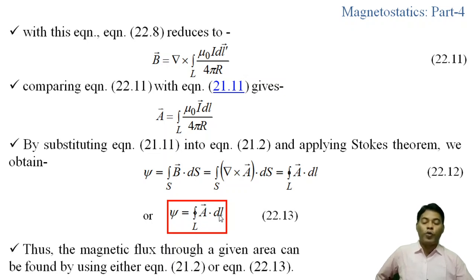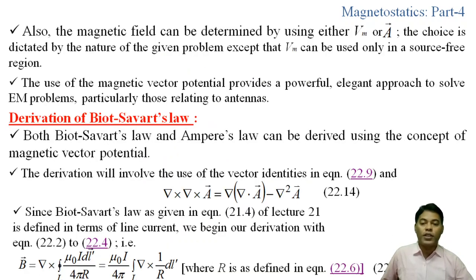So I want to tell you that the total magnetic flux can be represented in terms of the magnetic vector potential. Here, there are 2 points I want to discuss: that the magnetic field can be determined by using either Vm, the scalar magnetic potential, or the vector A, the vector magnetic potential.